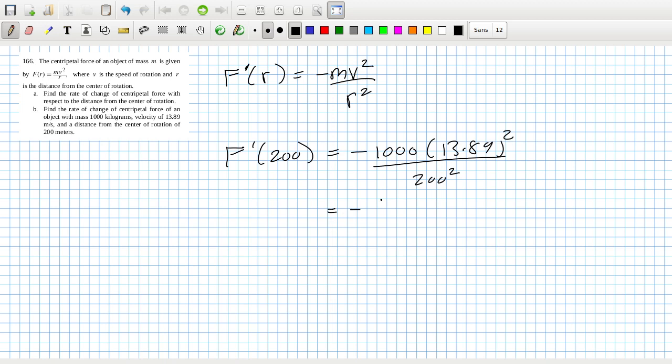So that's minus 4.8233025. And the unit would be newtons per second, wouldn't it? But they don't specify the unit for force, but it's newtons. And its change would be newtons per second.